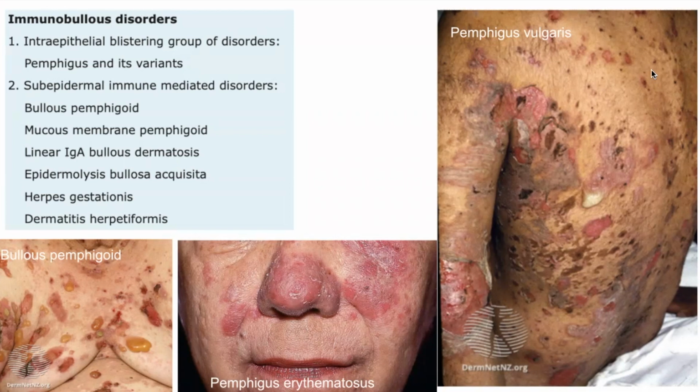There are also a number of other subepidermal immune-mediated disorders. We've already mentioned bullous pemphigoid. Other examples include mucous membrane pemphigoid, linear IgA bullous dermatoses, epidermolysis bullosa acquisita, herpes gestationis, as well as dermatitis herpetiformis. In this video series on autoimmune bullous dermatoses, we will explore each of these differential diagnoses.